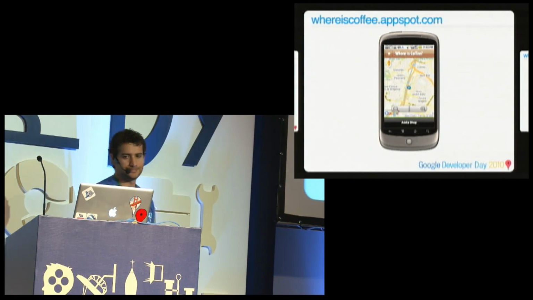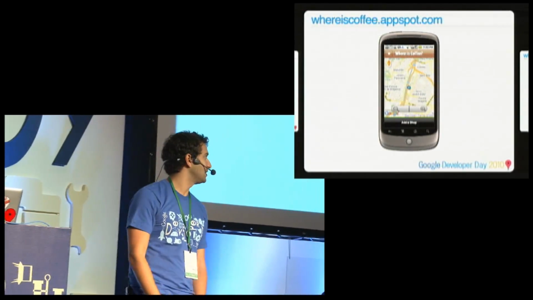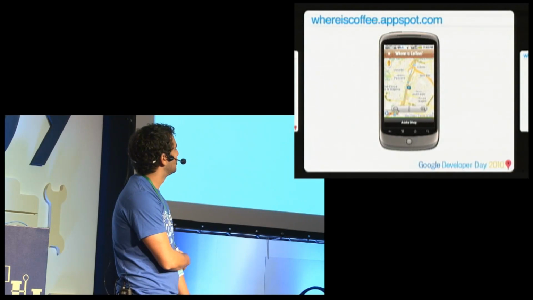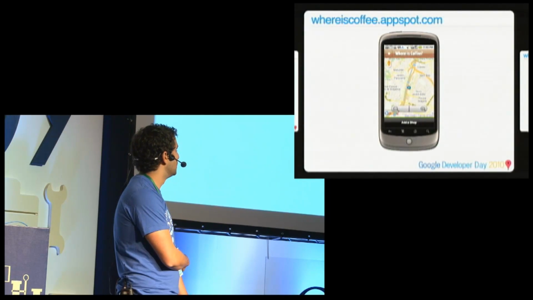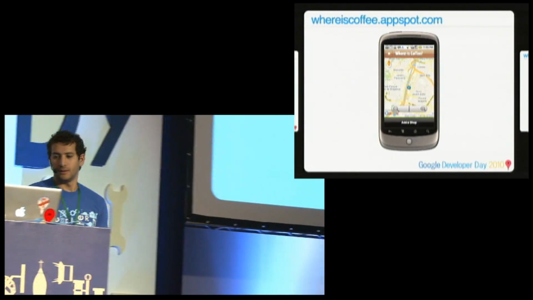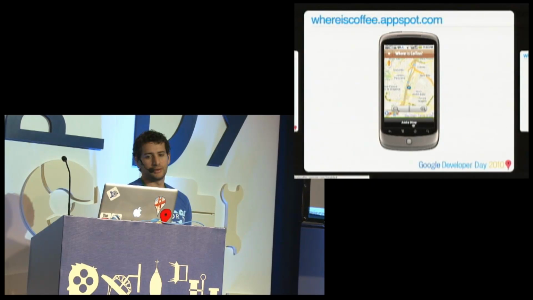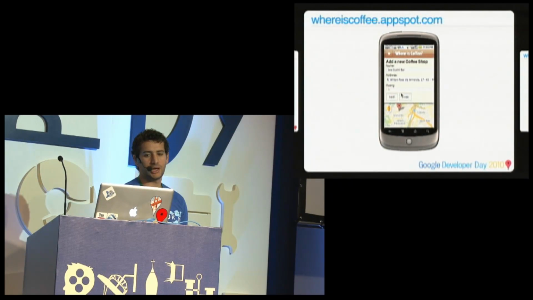And here's our application. You can go to it right now. It's live. It's whereiscoffee.appspot.com. We built it basically for optimized mobile devices. This is what it looks like on a Nexus 1 or on an Android device. I can click Add Shop. I can click around to change that shop, change the rating.